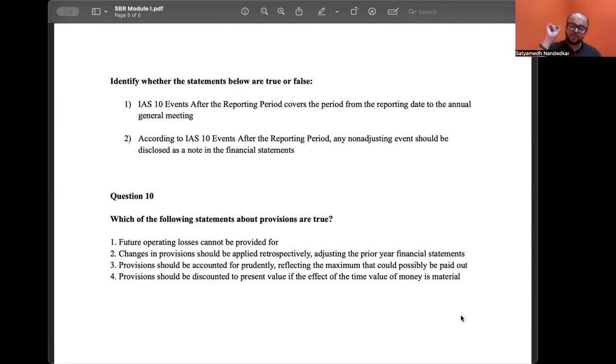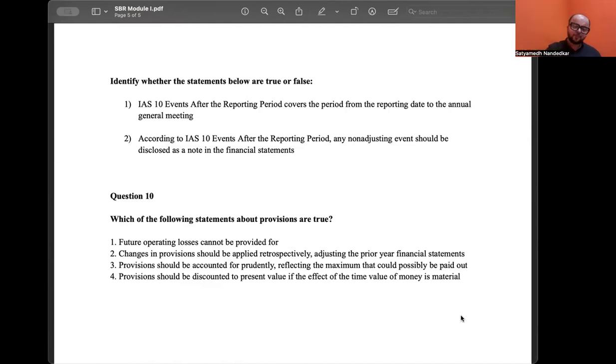According to IAS 10, events after the reporting period, any non-adjusting event should be disclosed as a note to the financial statements. Yes. Non-adjusting events have to be disclosed as a note to the financial statements. But please be careful. Only material non-adjusting events have to be disclosed, not all non-adjusting events. So even statement 2 is false. That means you have to read it very, very carefully.